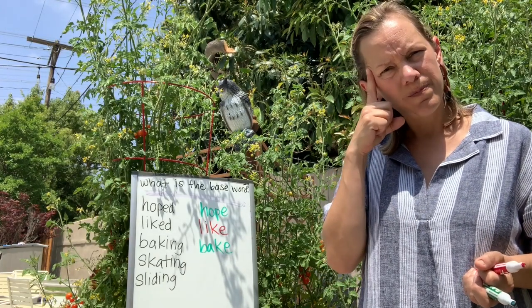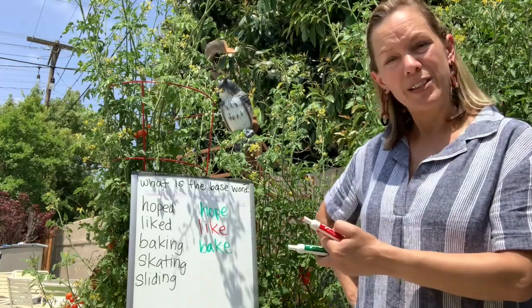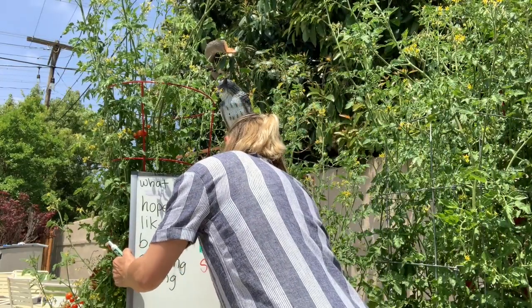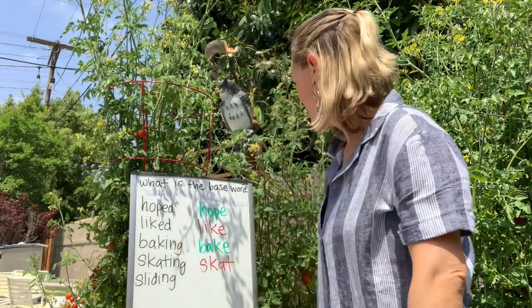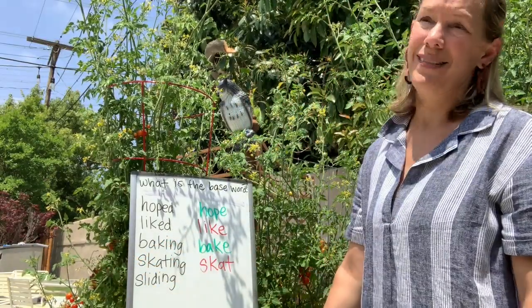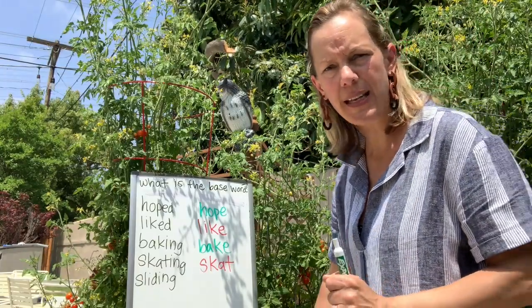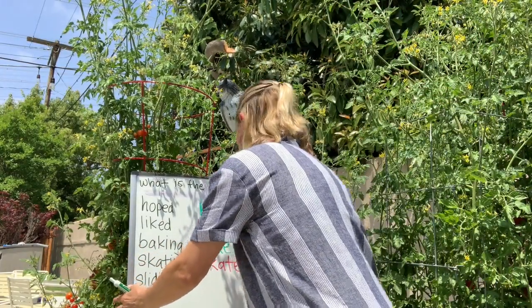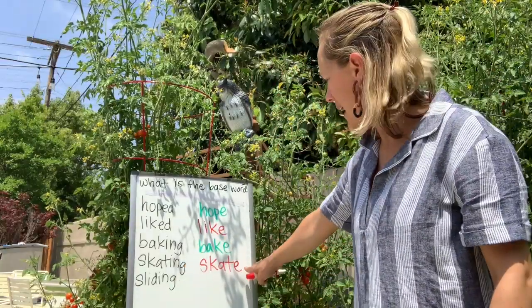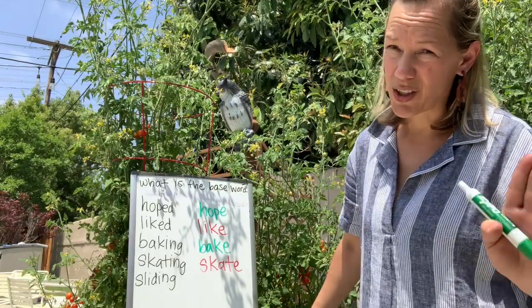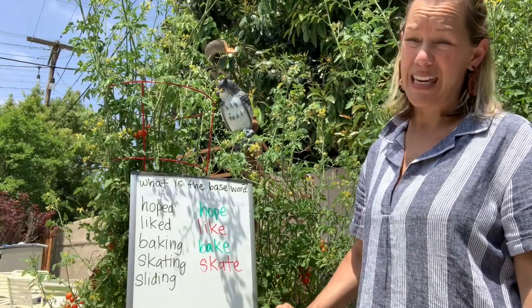What's its base word? Do I just take off the ing? That would be scat. That's not the right word. I need a bossy E so that the A will say its name. There we go. Skate. S-K-A-T-E. That's the only way the A will say its name, if you put the E at the end.